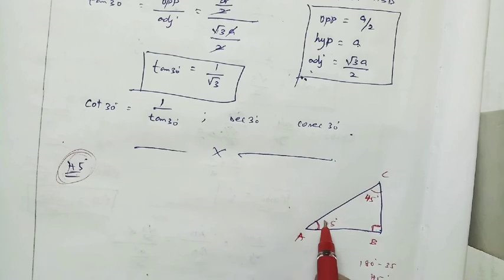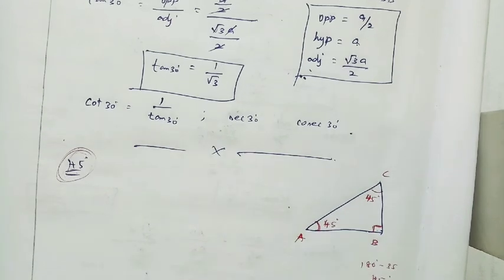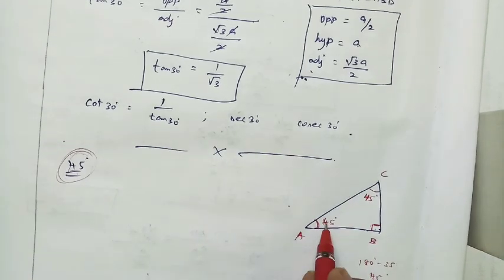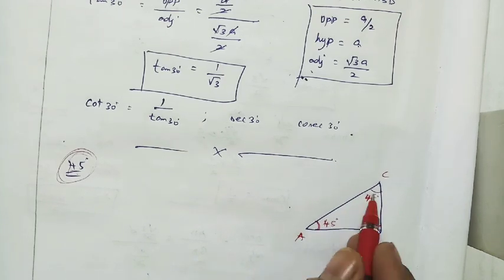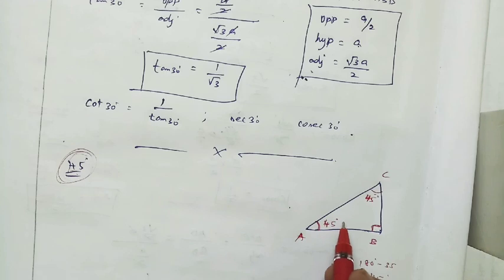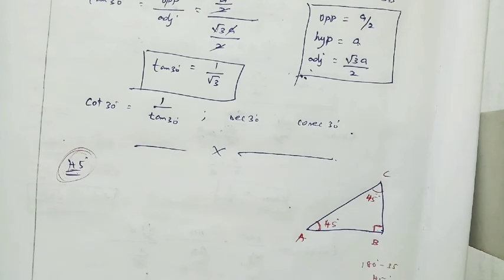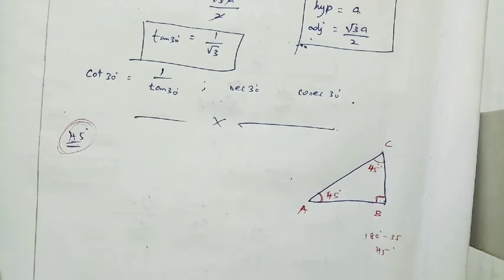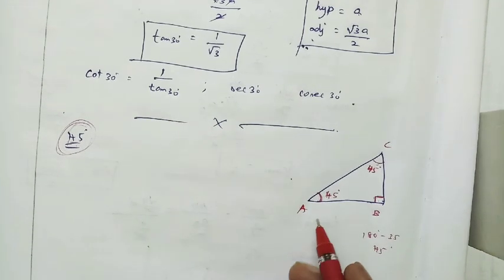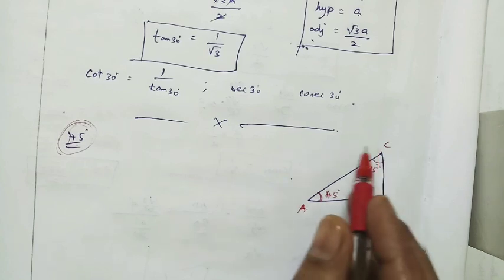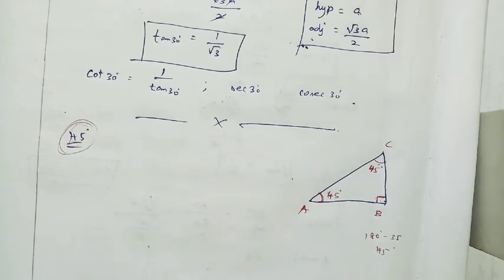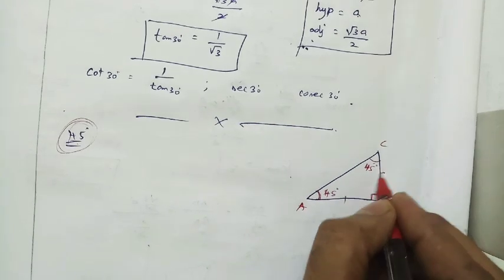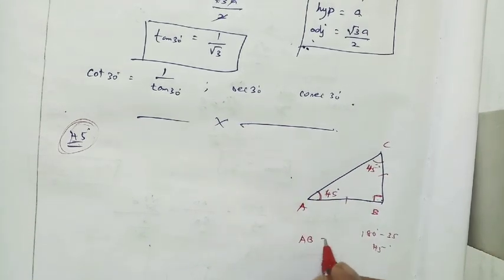Here angle A is also 45 and angle C is also 45 degree. Among the three angles, if two angles are equal, then two sides are also equal. Already in 9th standard we have studied that property: if two angles are equal, then it is an isosceles triangle. Among the three sides, two sides should be equal. So AB is equal to BC.